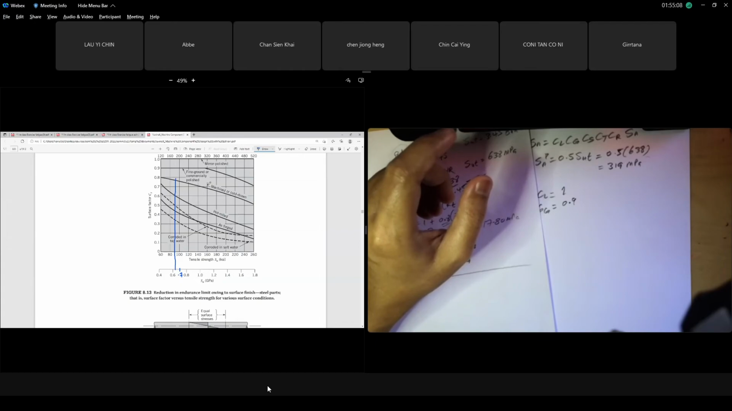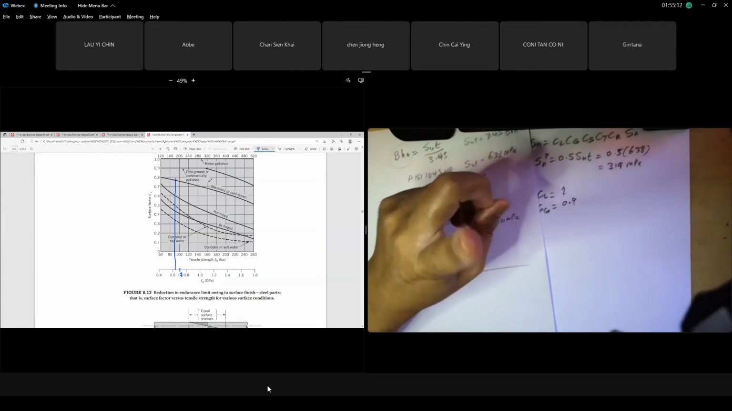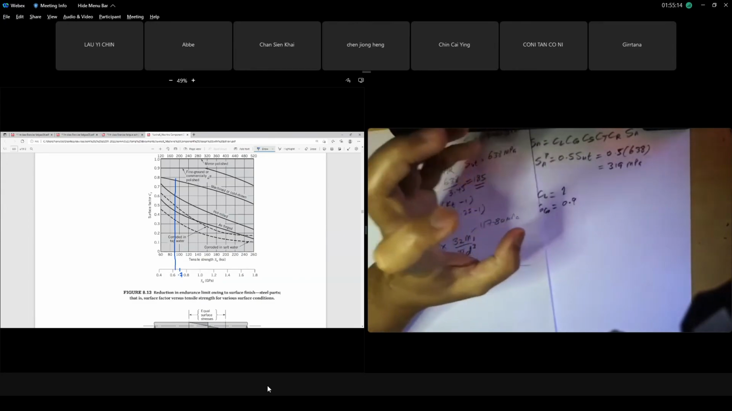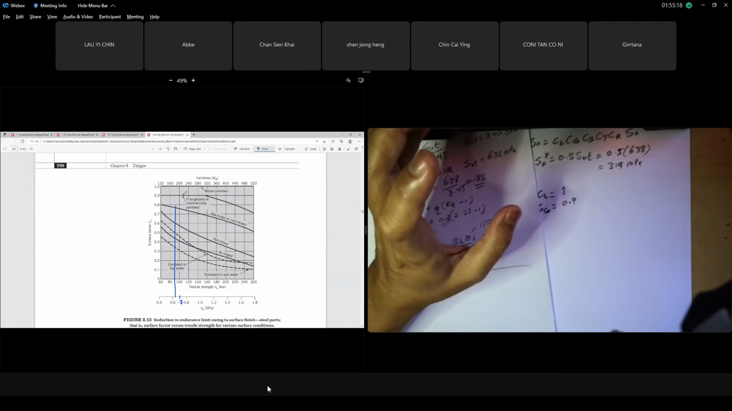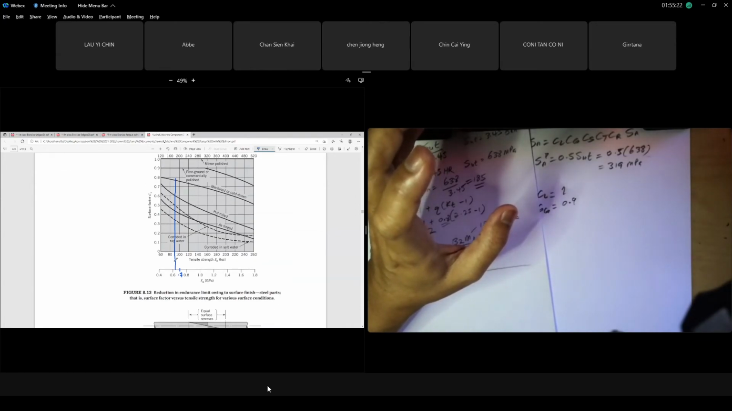This is the machined line. Normally shafts are always machined. Unless the shaft is ground or mirror polished, be careful. You have to use ground here. Mirror polish is just a straight line, bring it up there, it's always 1. For machined, you bring up 0.638, there is 1 gigapascal, 0.638 gigapascal, until it intersects here.